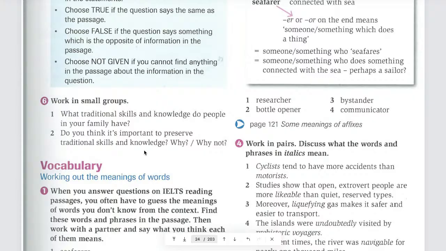Or you can say yes, it's very important. Why? Because we want to keep our cultures, right? Some traditional skills maybe are not very helpful anymore in the modern world, but in some events or festivals, we really want to see that, right? No? Why not?